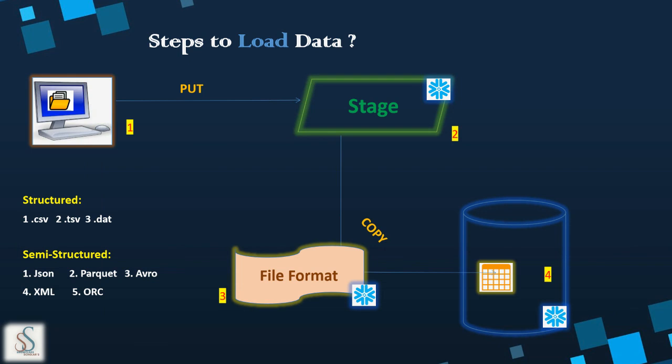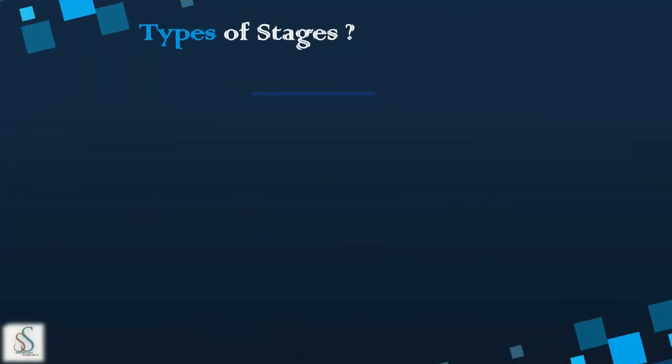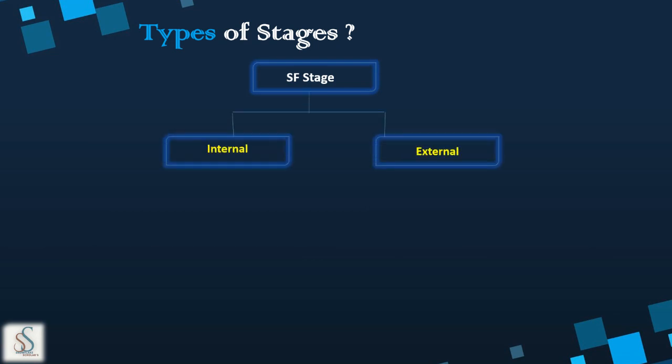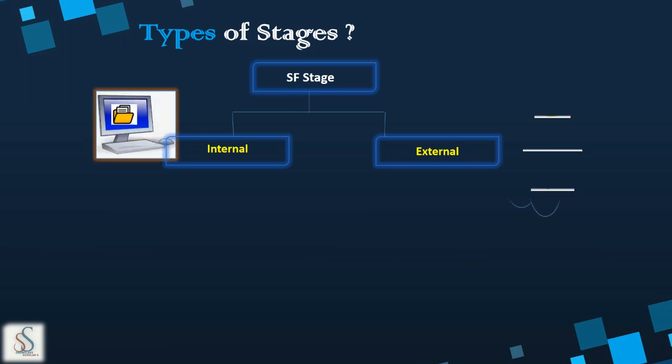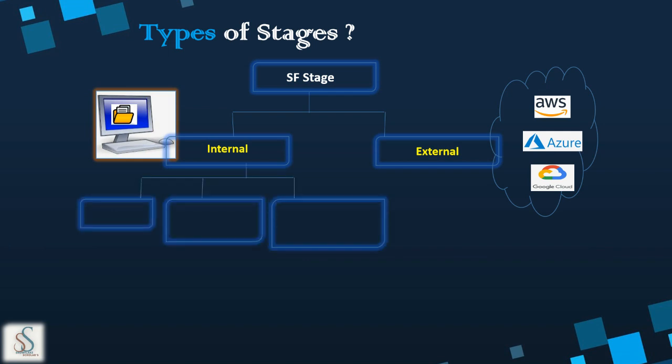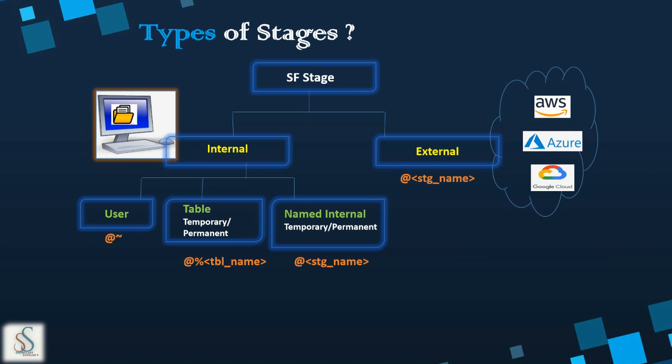We also understood the types of stages. There are two types of stages: one is internal and the other is external. Internal is used to load the local files which exist in Linux FTP paths, Windows FTP paths, Windows locations and Mac locations. And external stages are used to load the data from cloud storage accounts. We also understood that internal stage is of three types: user stage, table stage, and named internal stage.